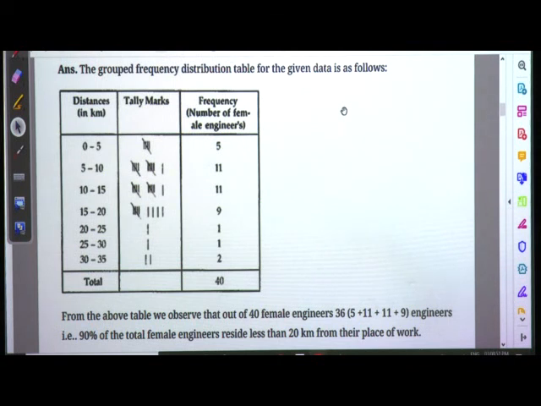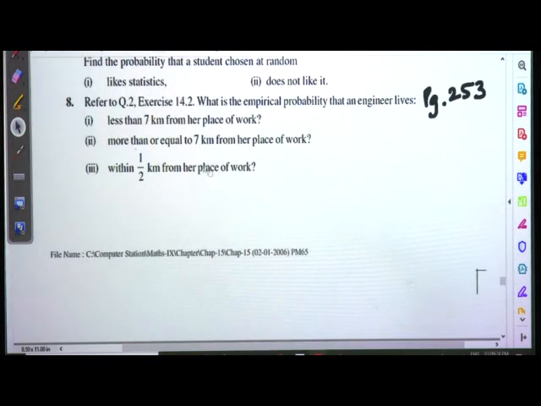Okay. So, understand the classes: 0 to less than 5, 5 to less than 10, 10 to less than 15, 15 to less than 20, 20 to less than 25, 25 to less than 30 and 30 to less than 35. And see here the frequencies: 5, 11, 11, 9, 1, 1, 2. Total number of engineers is 40. Let us come to our question.